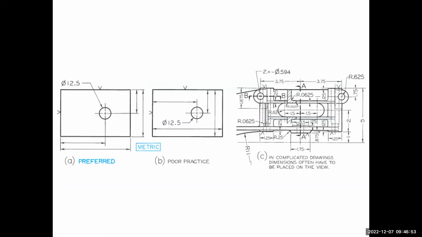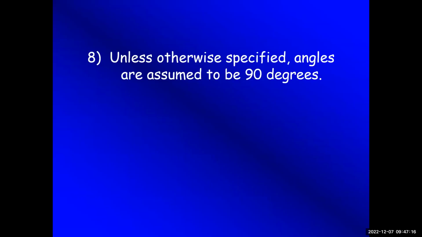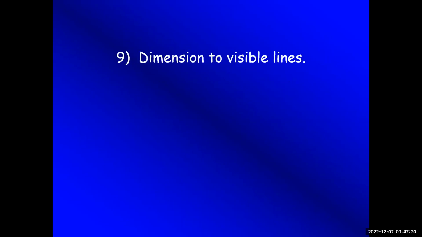Do not place dimensions within the view. Don't put them in here. Get them off of the view. Okay. So if you can, sometimes you're stuck and you have to squeeze something in. That's fine. You've got 10 dimensions around this thing and you have to stick one in here. That's legit. But this, that's a train wreck. All right. Unless otherwise specified, angles are assumed to be 90 degrees. So that you do not have to note.